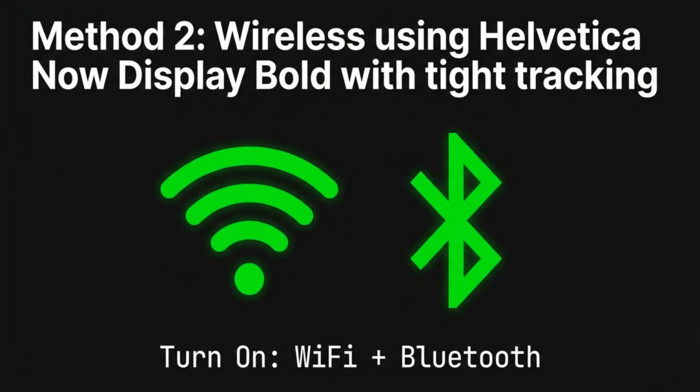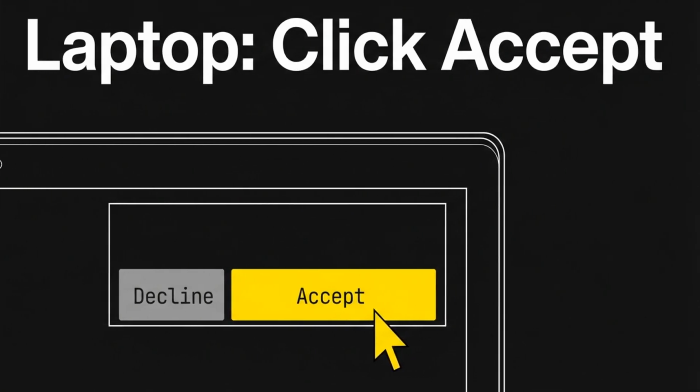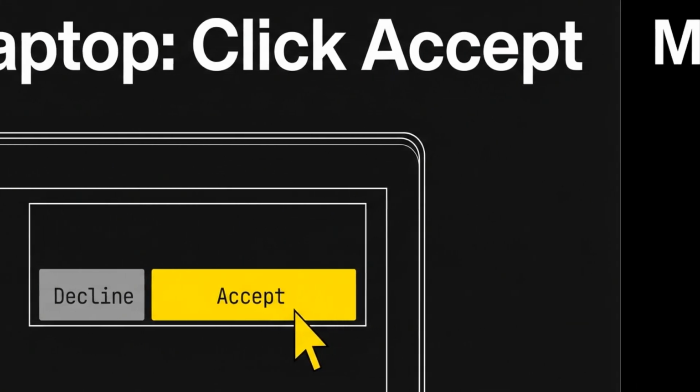Method 2 is wireless transfer. Start by ensuring both Wi-Fi and Bluetooth are turned on for both devices. On your Android device, tap the Share icon for the file you want to transfer, and then select Quick Share. On your laptop, a notification will appear. Click the Accept button to begin receiving the files.